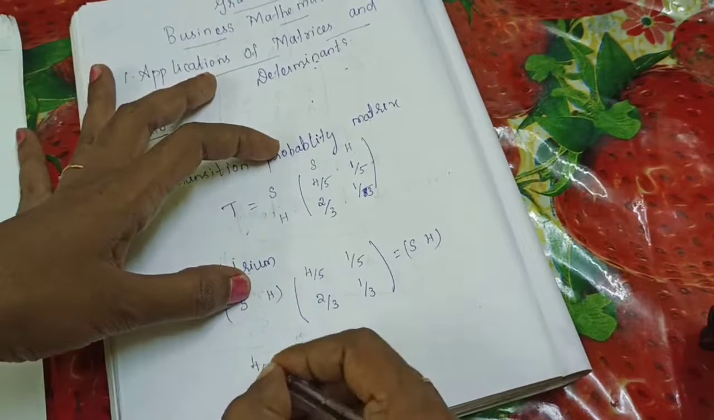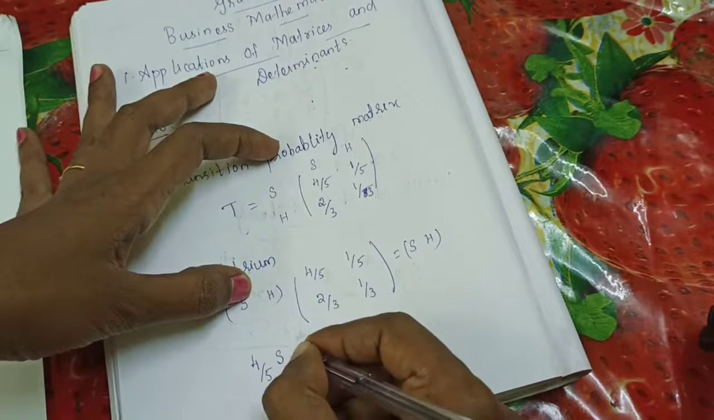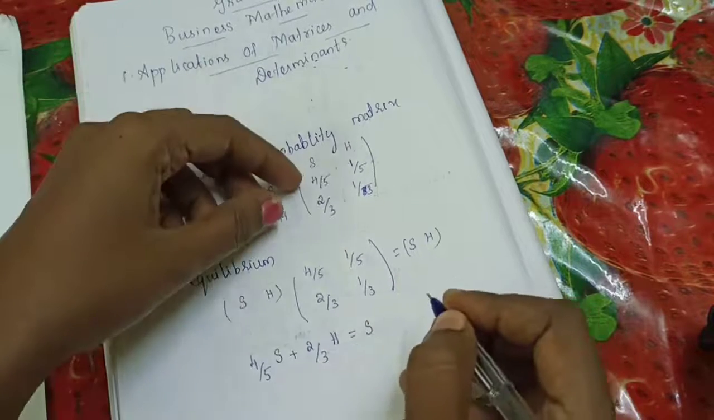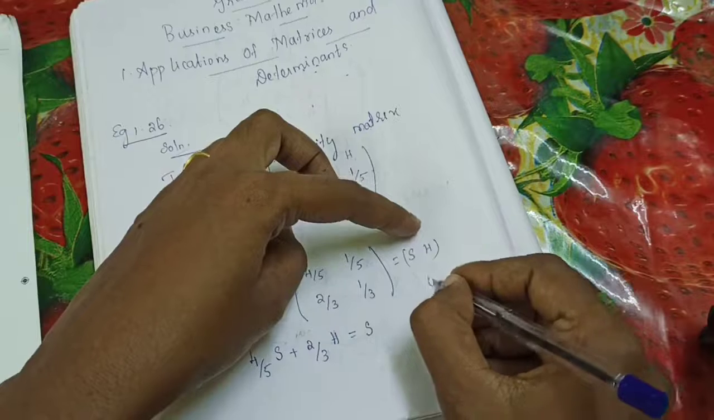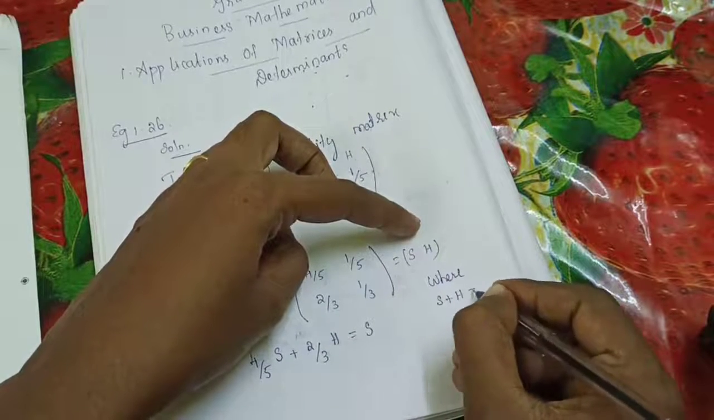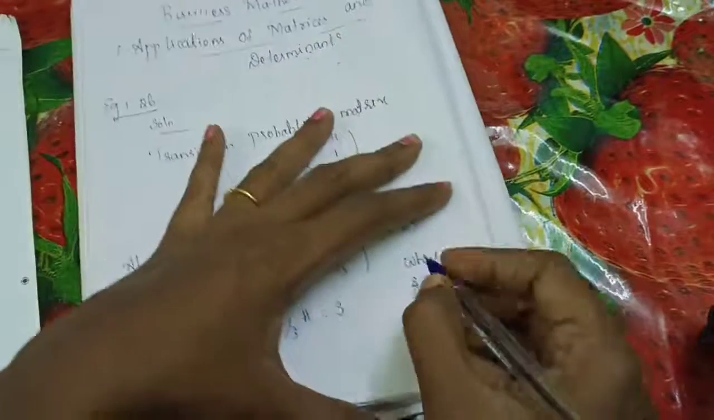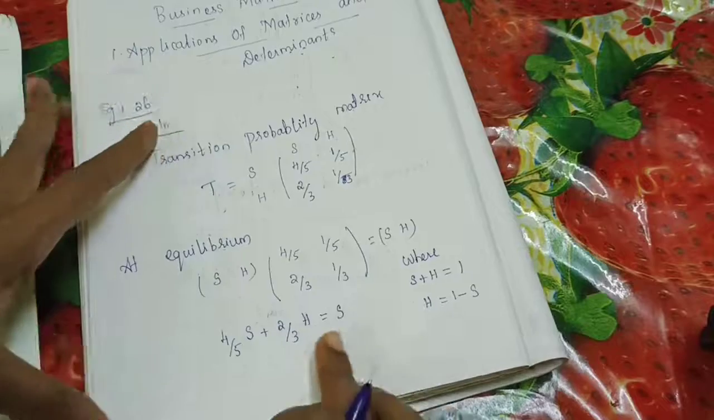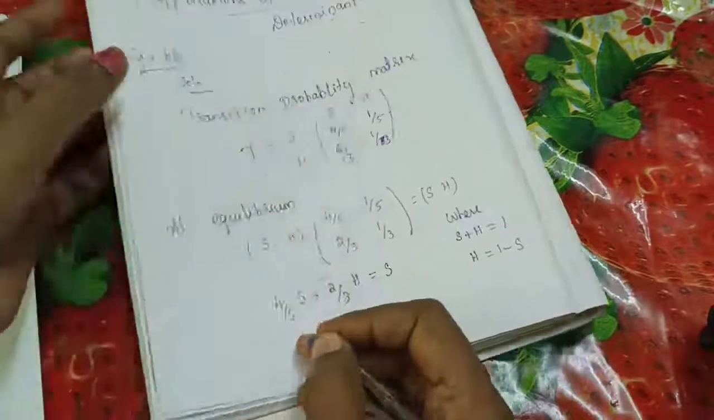So what will happen? 4 by 5 into S plus 2 by 3 into H is equal to S. At equilibrium, this is a condition where AB is equal to 1, is it right? So here S plus H must be equal to 1. If I take the H value, what's the balance? 1 minus S. Now substitute 1 minus S in the place of H.